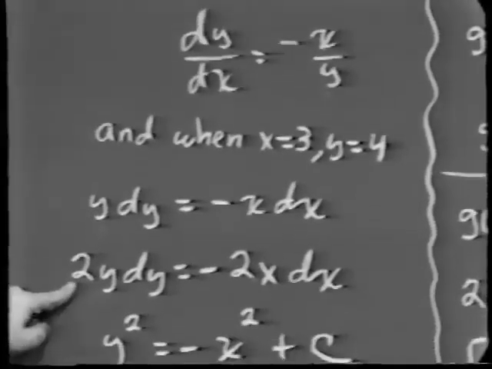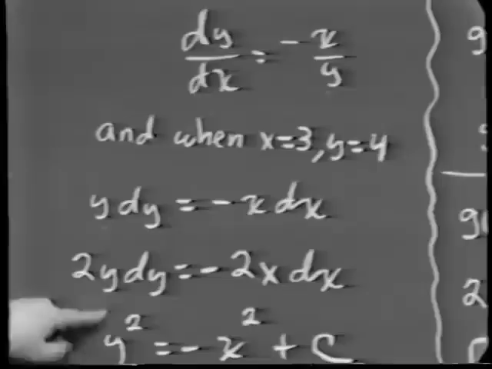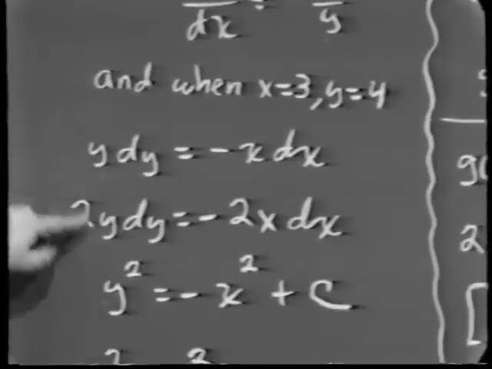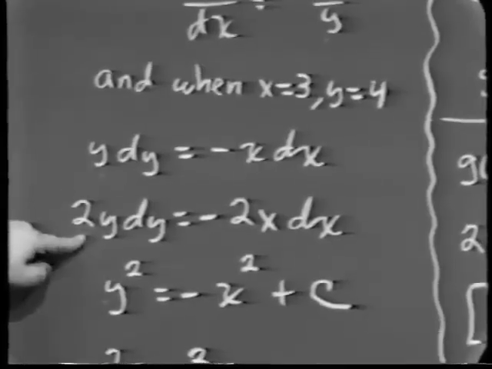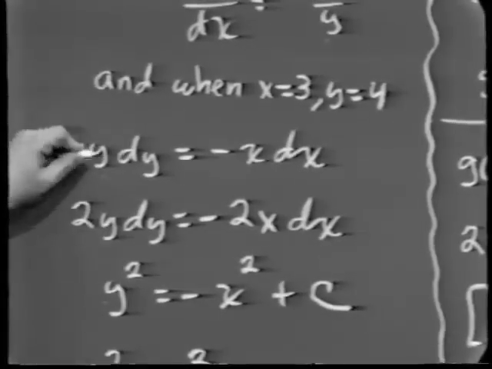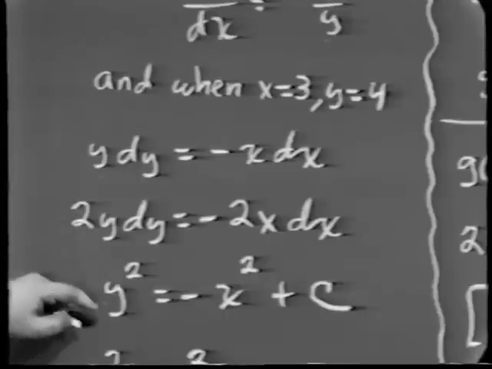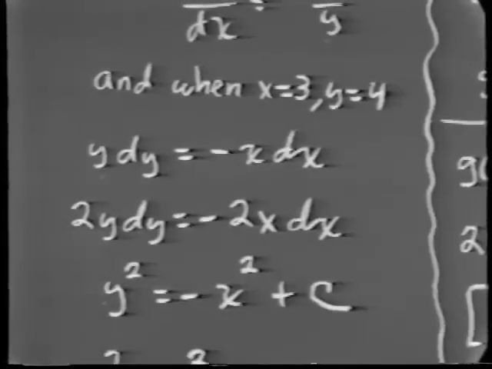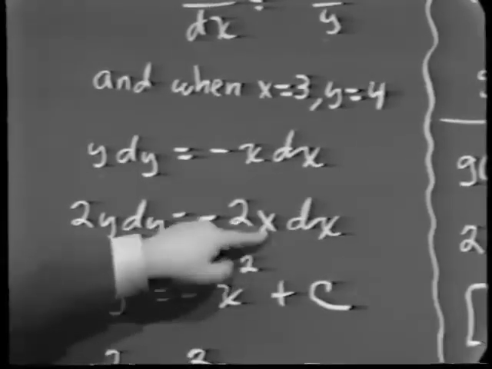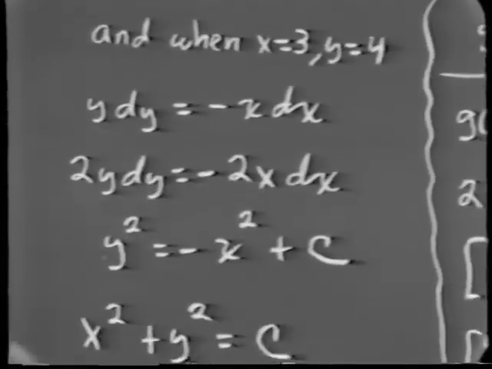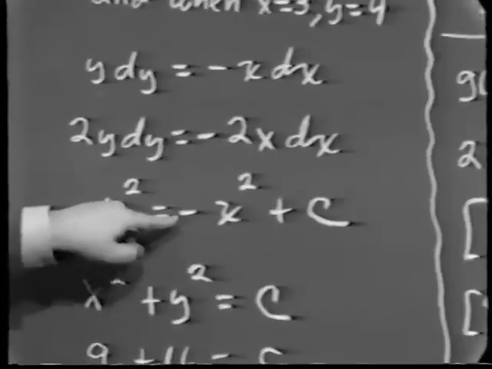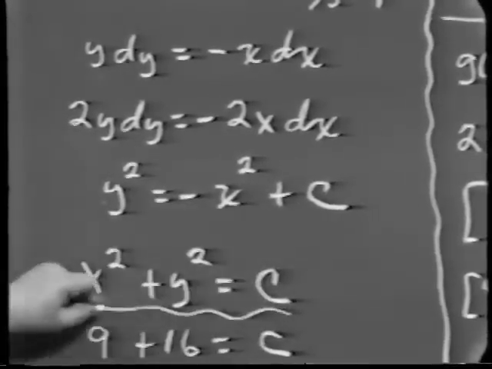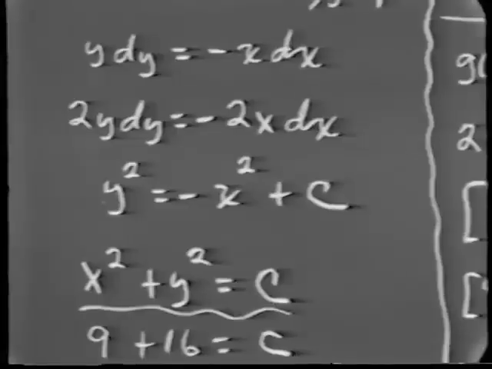Whatever you want to do, we recognize that to get 2y, you must differentiate y squared. This is a step you don't really need. I don't care how you want to do this. All I'm saying is that from this step, I can get to here. Recognizing that y squared has 2y dy as its differential, and that minus x squared has minus 2x dx as its differential, I know that y squared is equal to minus x squared plus a constant. I transpose. I get that x squared plus y squared is a constant.